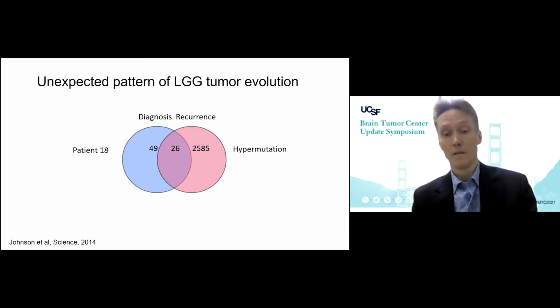So the initial tumor has about 75 mutations. The recurrence has a dramatic increase in the number of mutations, 2,600, so about 30 times the number of mutations of the initial tumor. And this is why we call that hypermutation. It's just an excess of mutations. And 95% of the new mutations that occur are G to A, which is the signature of the temozolomide. So why is that happening if we know that the initial tumor did not have a mismatch repair defect?